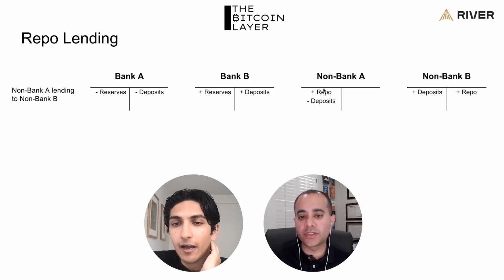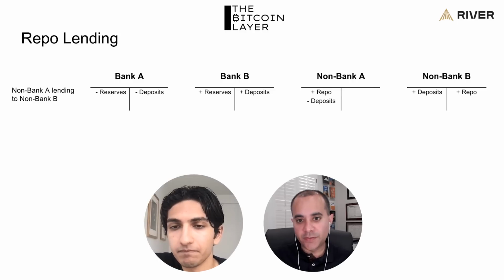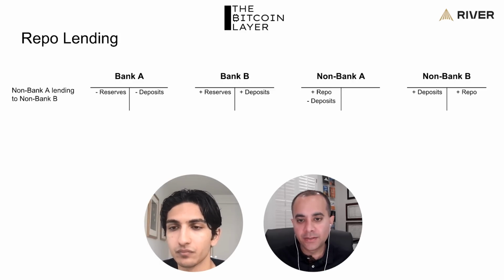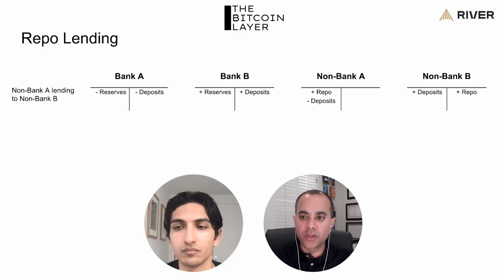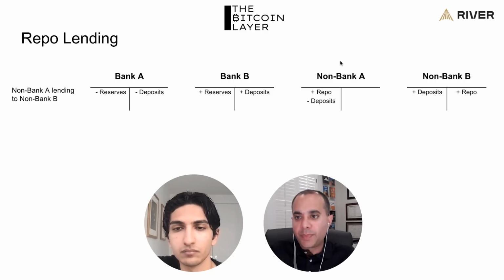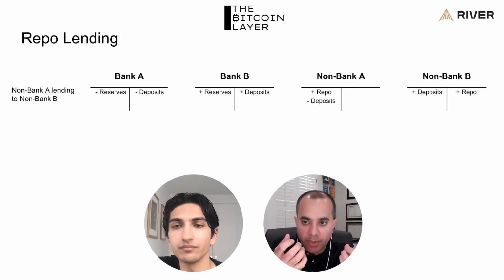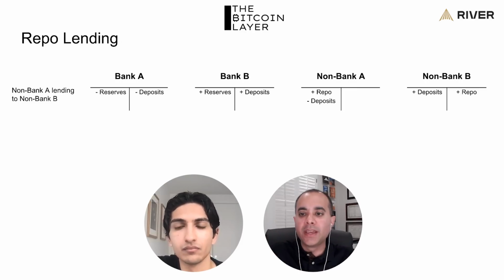Let me just interrupt you here. In this specific example, non-bank A is the money market fund in theory, and non-bank B is the primary dealer. It is non-bank A, the money market fund, that starts with the deposits. Whose deposits are there? They're the people's deposits, right? The people have savings. That is the cash. So the money market fund is non-bank A. The money market fund has deposits, so it has cash.